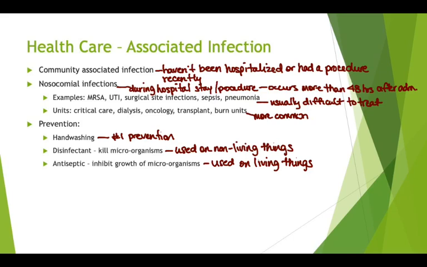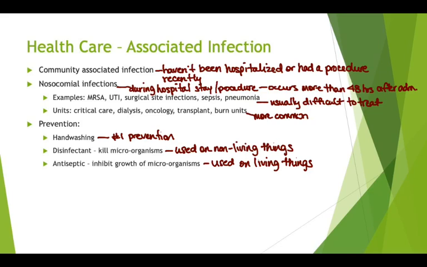MRSA is going to be one of your most common examples of a nosocomial infection in that way. The most common health-associated infections are going to be your UTI, your surgical site infections, bloodstream infections, so anything that makes an infection of the blood, makes the patient septic, or pneumonia. Those are your most common.